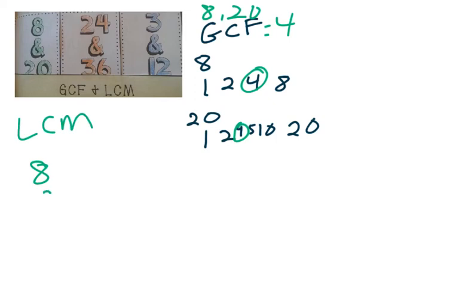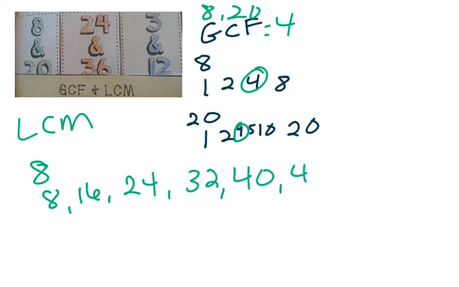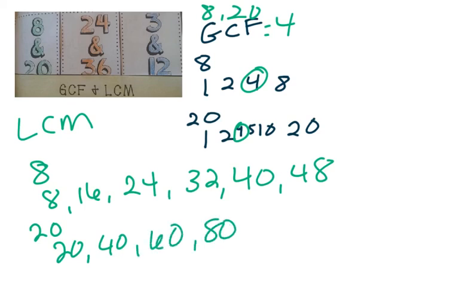So 8 is going to be 8, 16, 24, 32, 40, 48. Okay. And then let's go 20. 20 is going to be 20, 40, 60, 80. Okay. And then if I look, the smallest one they both have in common is 40. So my least common multiple is 40. Okay. Now I'm going to throw them in a cake.